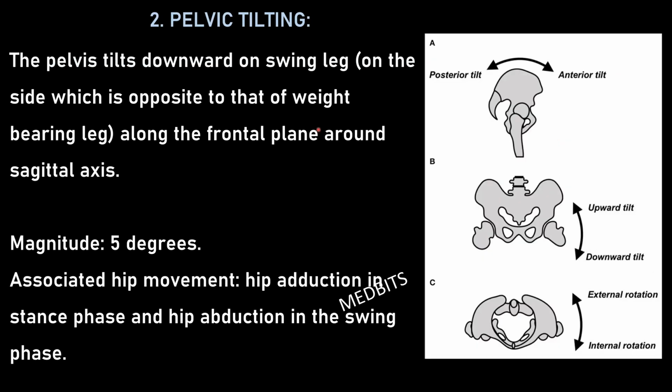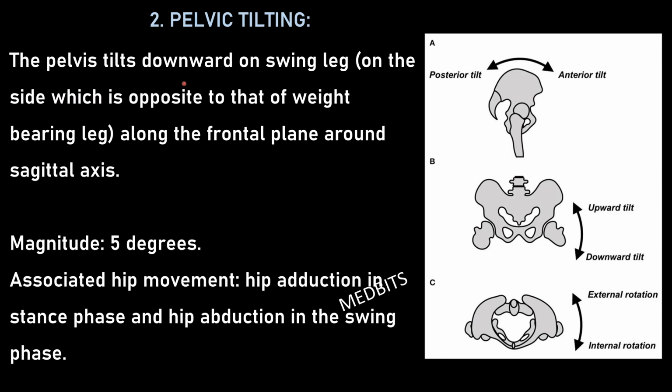Pelvic tilting. The word itself says what it does, right? It's a tilt. As you can see, there is an anterior tilt and a posterior tilt, an upward tilt, a downward tilt, and external and internal rotation are also considered in that way. So now let's continue.